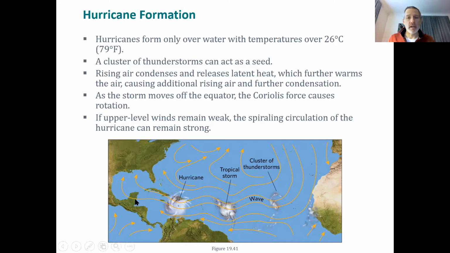If the hurricane moves up into colder waters, it's going to dissipate because it won't have enough evaporation, enough energy to cause that hurricane to fade.